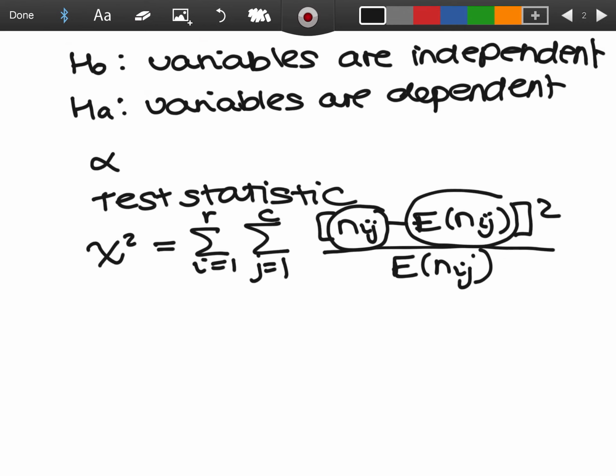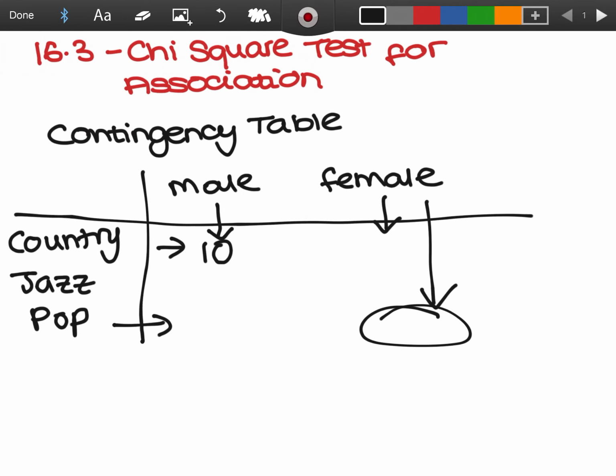This Enij is the expected number of people to fall into that particular cell. So we observed that there were Nij people in that cell. However many people fell into that cell, that's how many people there actually were. But how many did we actually expect to fall into that cell? The way that that is actually calculated, again, you're not going to have to do this because your calculator will do it for you.